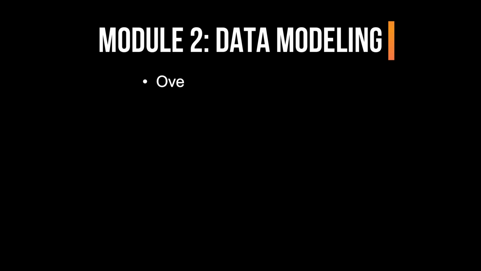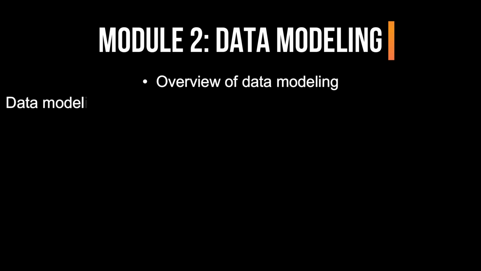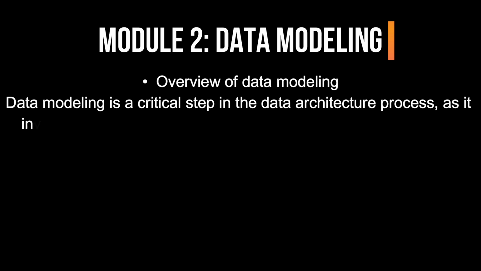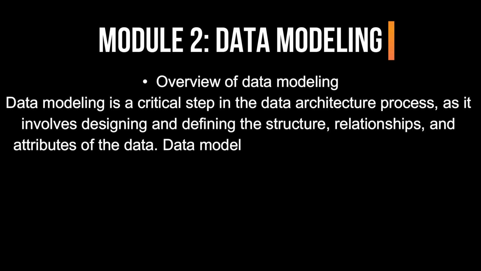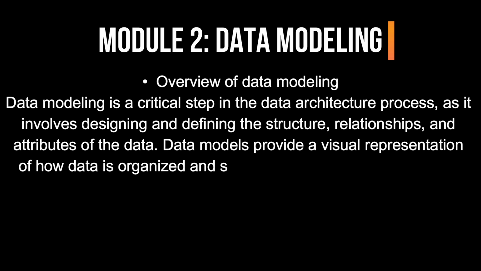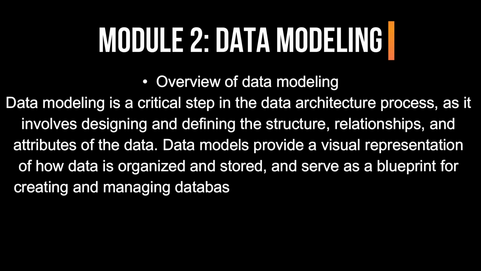Module 2, Data Modeling. Overview of data modeling. Data modeling is a critical step in the data architecture process as it involves designing and defining the structure, relationships, and attributes of the data. Data models provide a visual representation of how data is organized and stored, and serve as a blueprint for creating and managing databases or other data storage solutions.